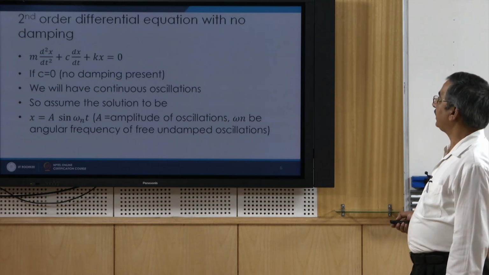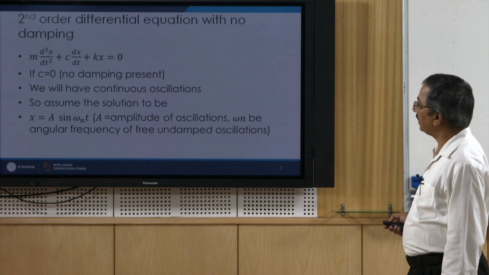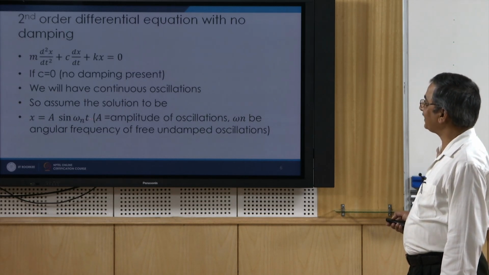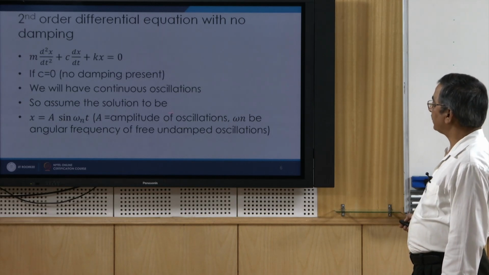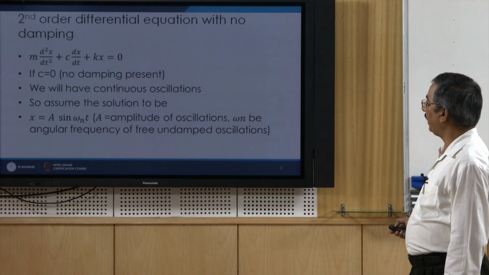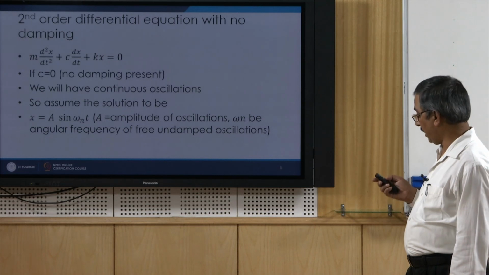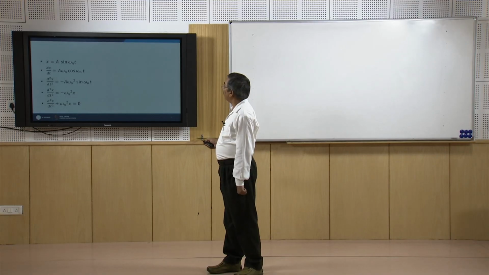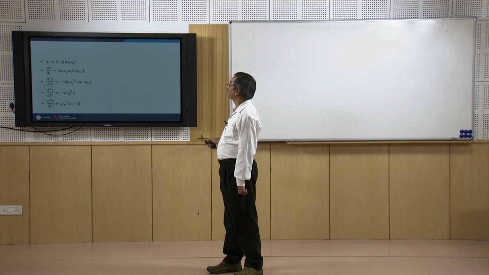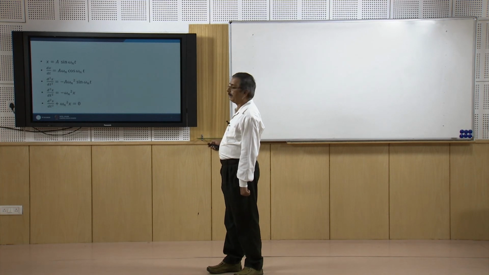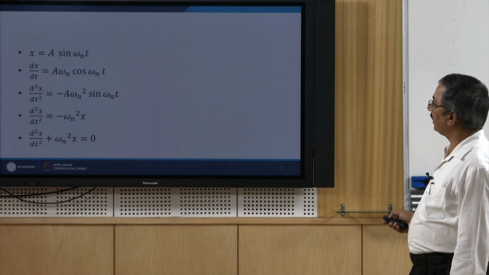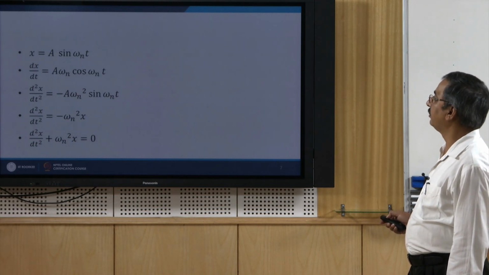Now, let us assume that the solution for this is x is equal to a sin omega n t, where a is the amplitude of oscillation and omega n is the angular frequency of the free undamped oscillations. Then for this equation x is equal to a sin omega n t, if I take its first derivative, dx by dt is a omega n cos omega n t, and the second derivative d square x by dt square is minus a omega n square sin omega n t.